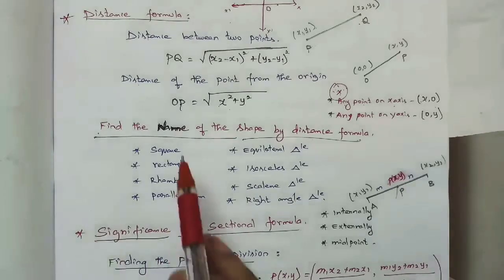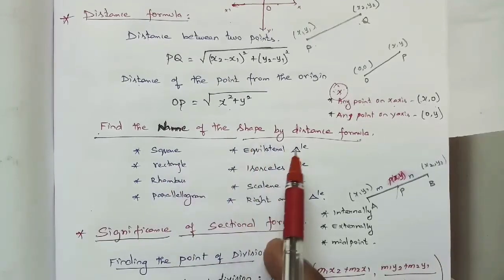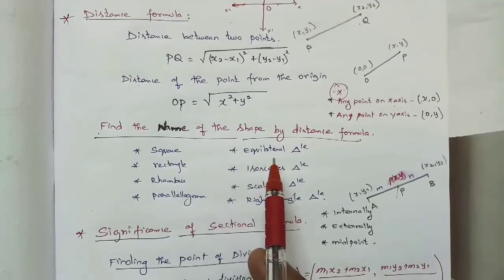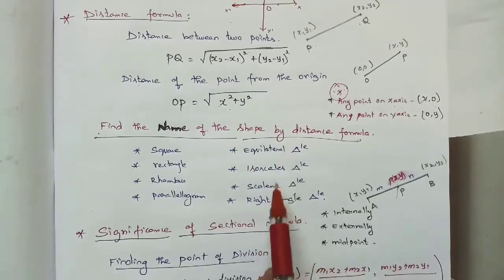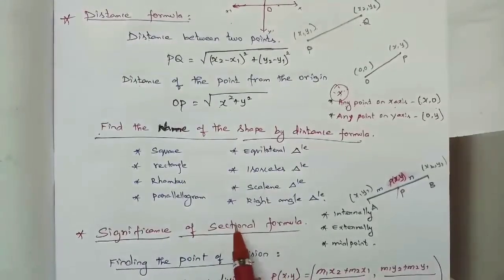For a square, how should it be? All the four sides are equal. That means AB is equal to BC, the distance between points AB is equal to the distance between points BC, is equal to CD, is equal to DA. At the same time, the diagonals also need to be equal.